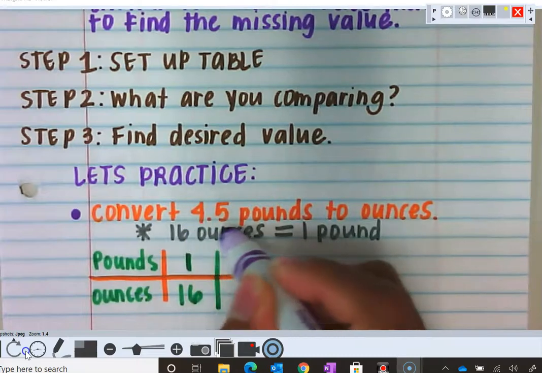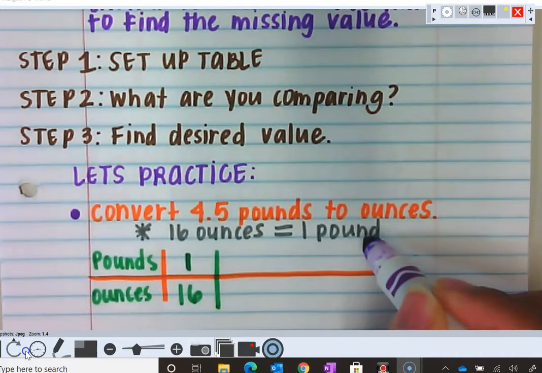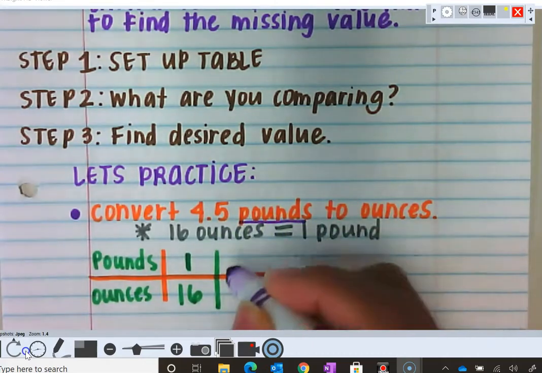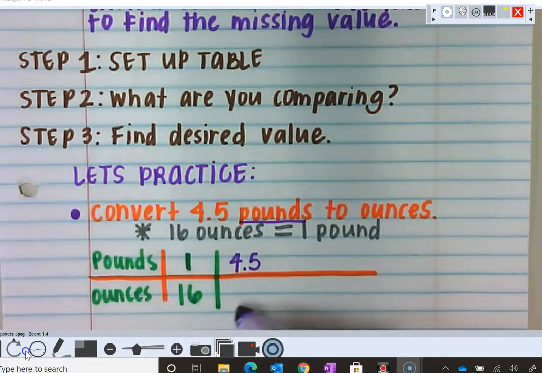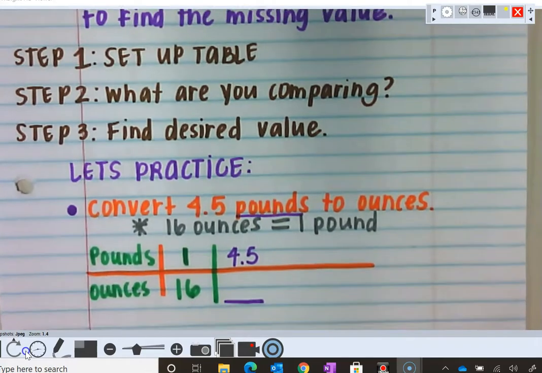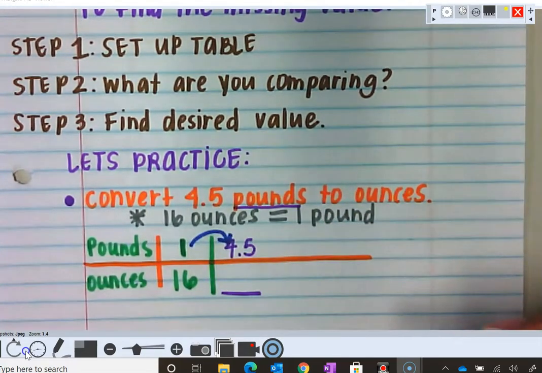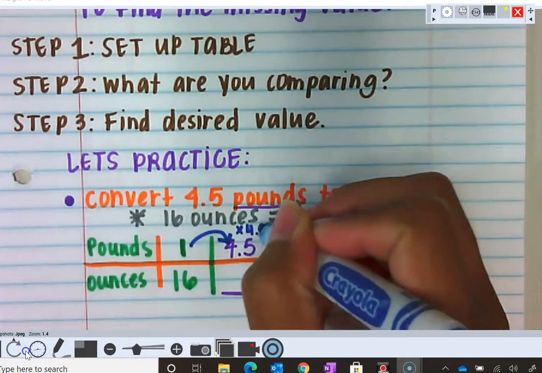how much 4.5 pounds, how many ounces is that? So I'm going to write the 4.5 pounds in my table. So we want 4.5 pounds. How many ounces is that? This amount is missing. So the next thing I want to do is ask myself, how can I go from 1 to 4.5? Well, anything times 1 is that number. So I'm going to multiply times 4.5.